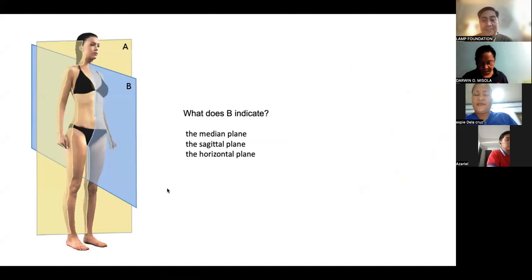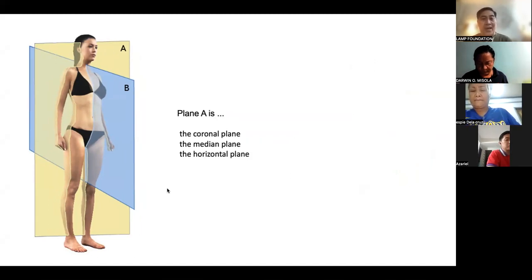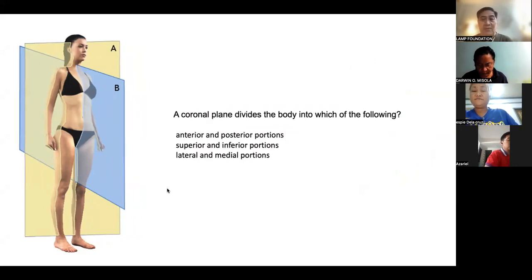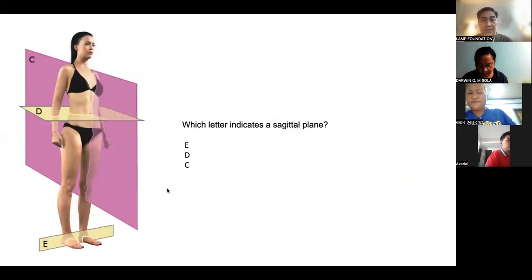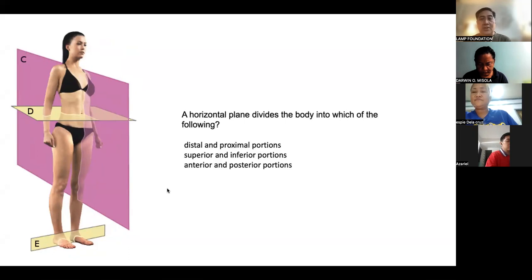What does B indicate? The median plane. The median plane divides the body into left and right halves. Plane A is the coronal plane. The coronal plane divides the body into the anterior and posterior portions. Which letter indicates the sagittal plane? Letter C. Which letter indicates horizontal or transverse plane? Letter D.